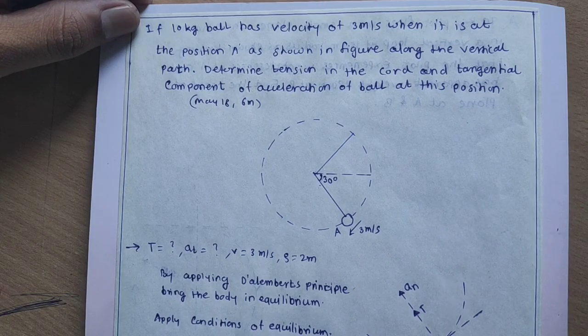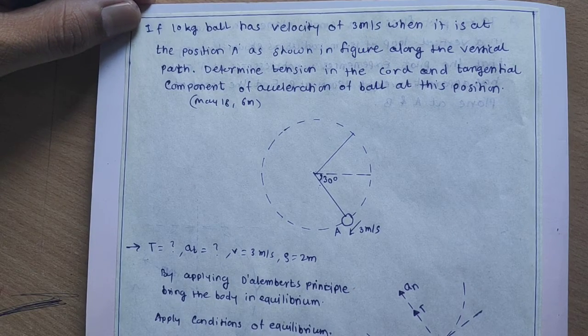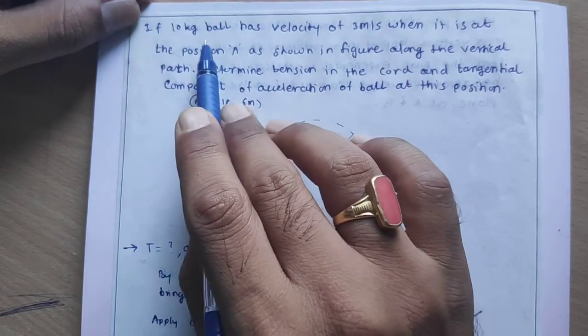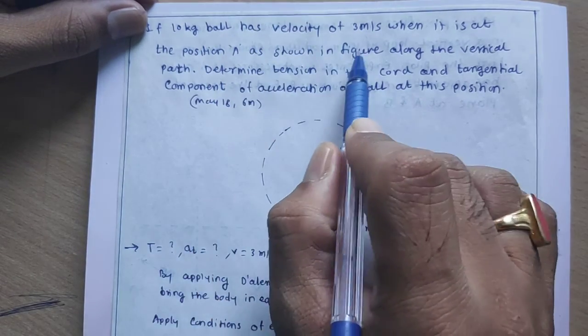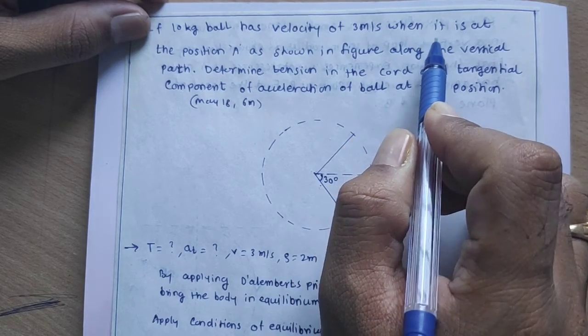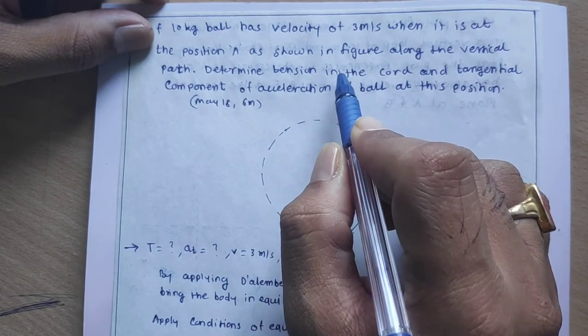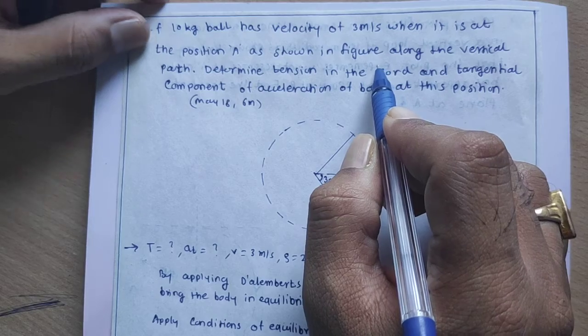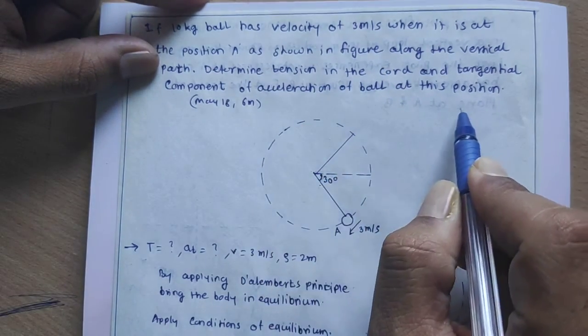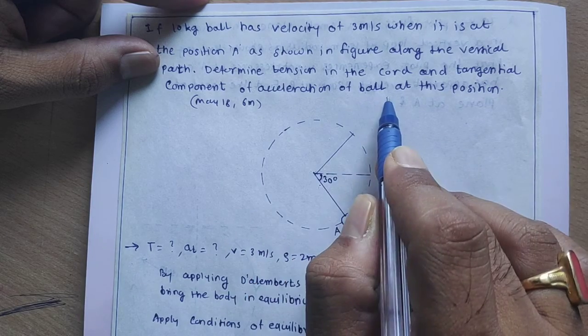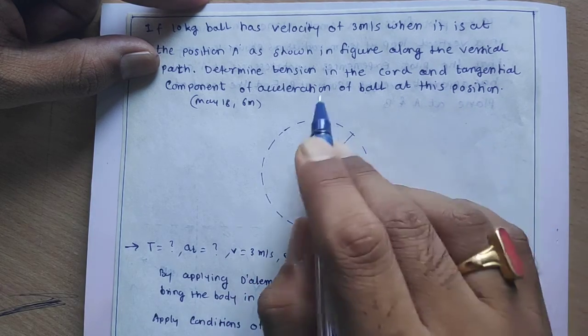Hello dear students. So now we will study the next problem, where it is mentioned that the 10 kg ball has a velocity of 3 meter per second when it is at position A, as shown in the figure, along the vertical path. Determine the tension in the cord and the tangential component of acceleration of the ball at this position.